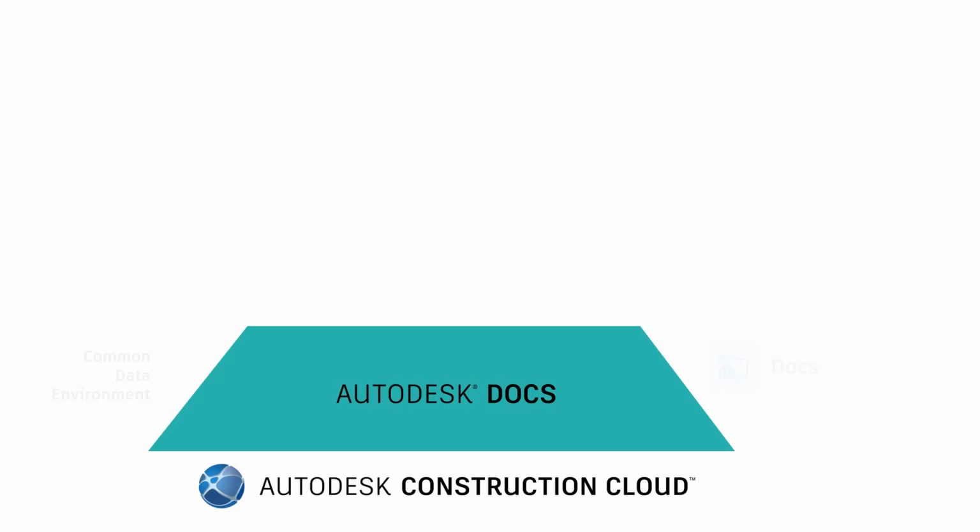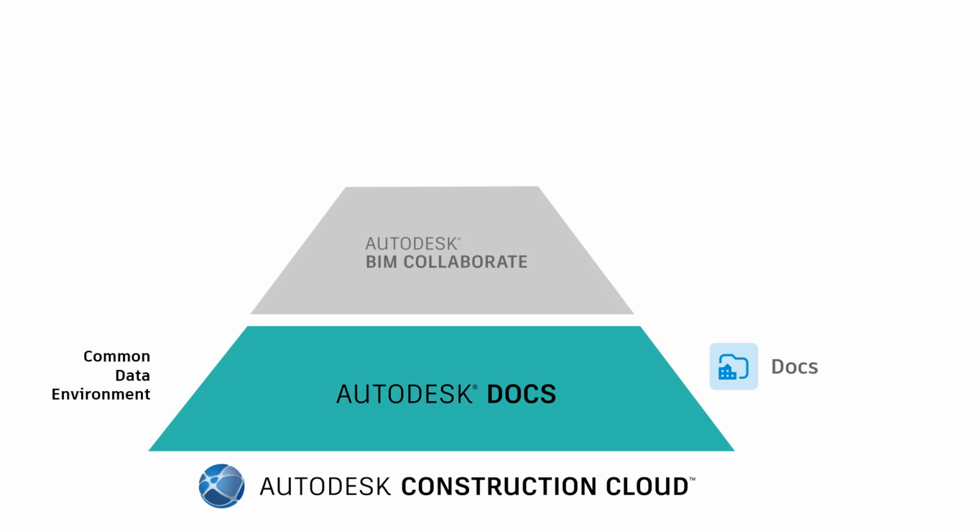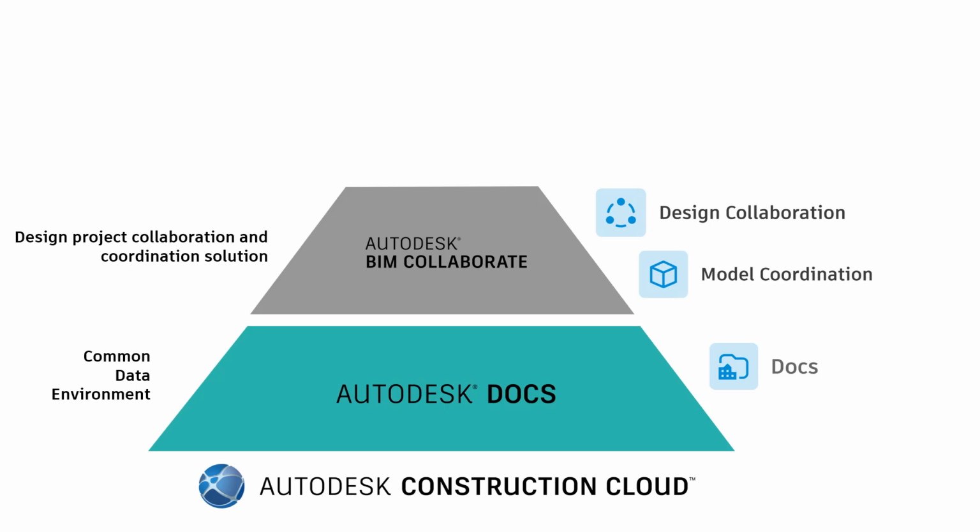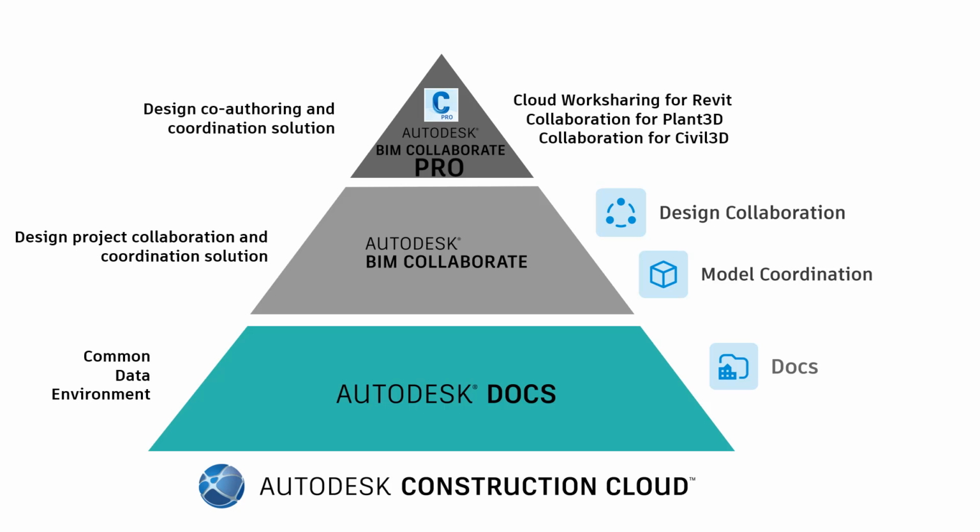Our Autodesk Construction Cloud solutions are built on Autodesk Docs, which is the common data environment. We can then add Autodesk BIM Collaborate, which covers the design project collaboration and coordination. And we can also add BIM Collaborate Pro, which will cover the co-authoring tools, mainly Revit, but also Plant 3D and Civil 3D, those three main ones. This is why we stated here that we have a specific component with this BIM Collaborate Pro solution, which is composed of cloud work sharing for Revit, collaboration for Plant 3D, and collaboration for Civil 3D.